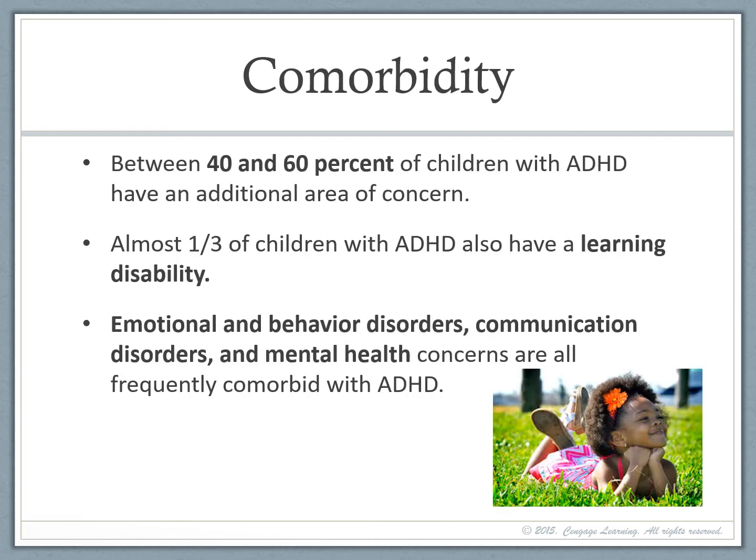So comorbidity, and that just means that it exists with other special needs. Between 40 and 60% of children with ADHD have an additional area of concern. Almost a third of children with ADHD also have a learning disability. Emotional and behavioral disorders, communication disorders, and mental health concerns are all frequently comorbid with ADHD.